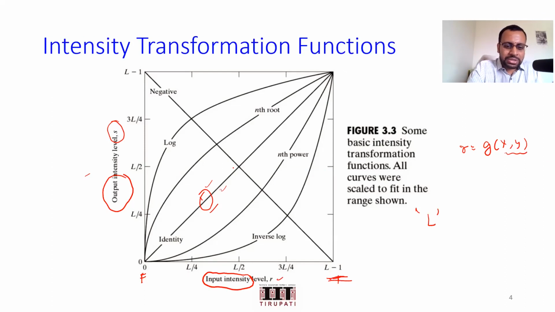You look at this, you see here, 0 got mapped to 0. Here L minus 1 got mapped to L minus 1. This is a straight line joining the both. So S equals R here. It's not doing anything there. Now, can you comment about the next simpler one, the negative transform?